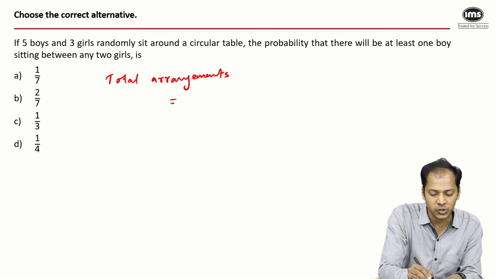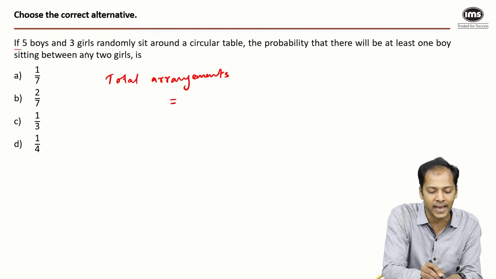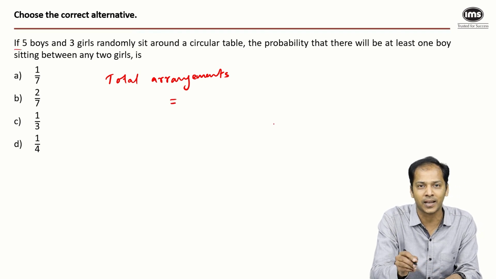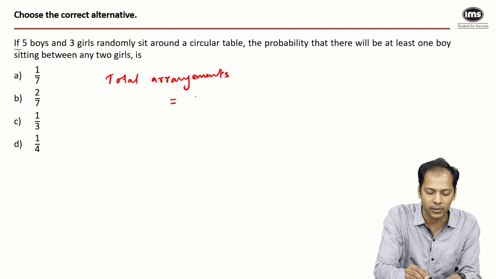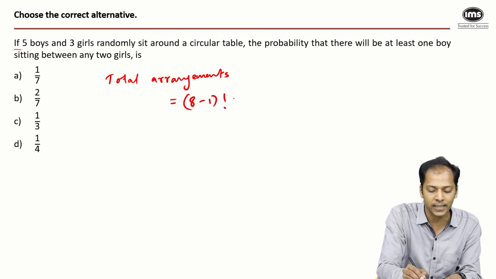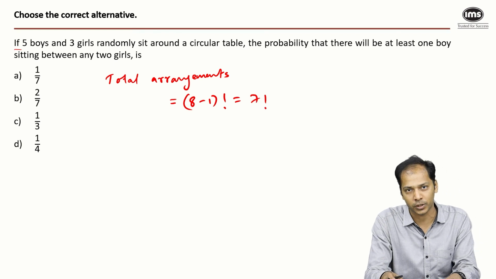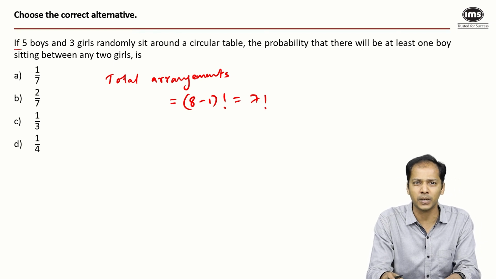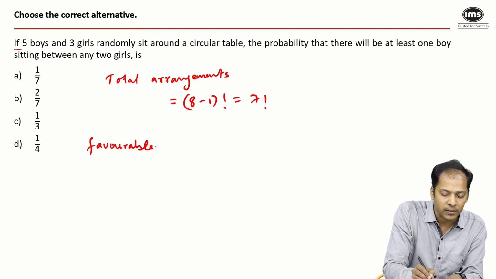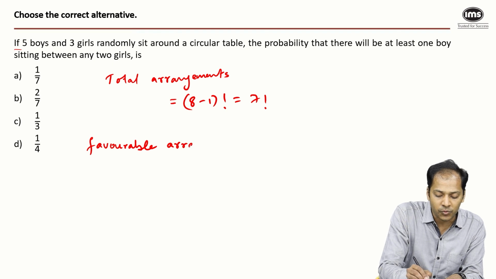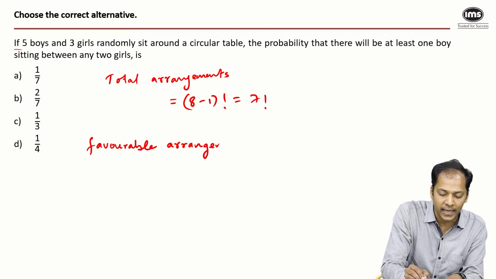The total arrangements would be calculated as 5 boys and 3 girls randomly sit around a circular table. So there are 8 people sitting randomly around a circular table. The total arrangements would be 8 minus 1 factorial, that is nothing but 7 factorial. So the total arrangements possible are 7 factorial, out of which we have to calculate the favorable ones wherein there is at least one boy sitting between any two girls.